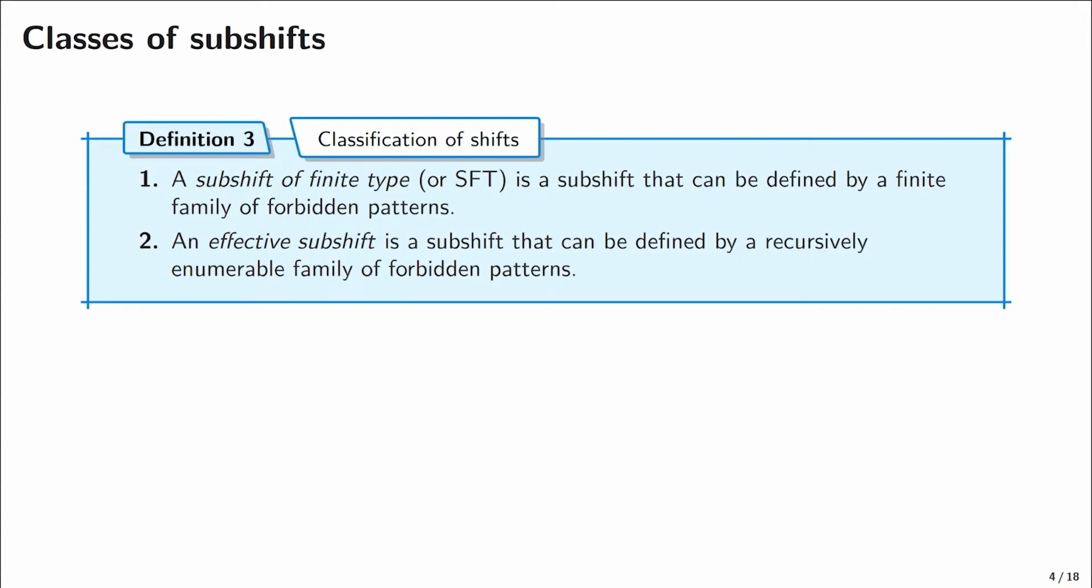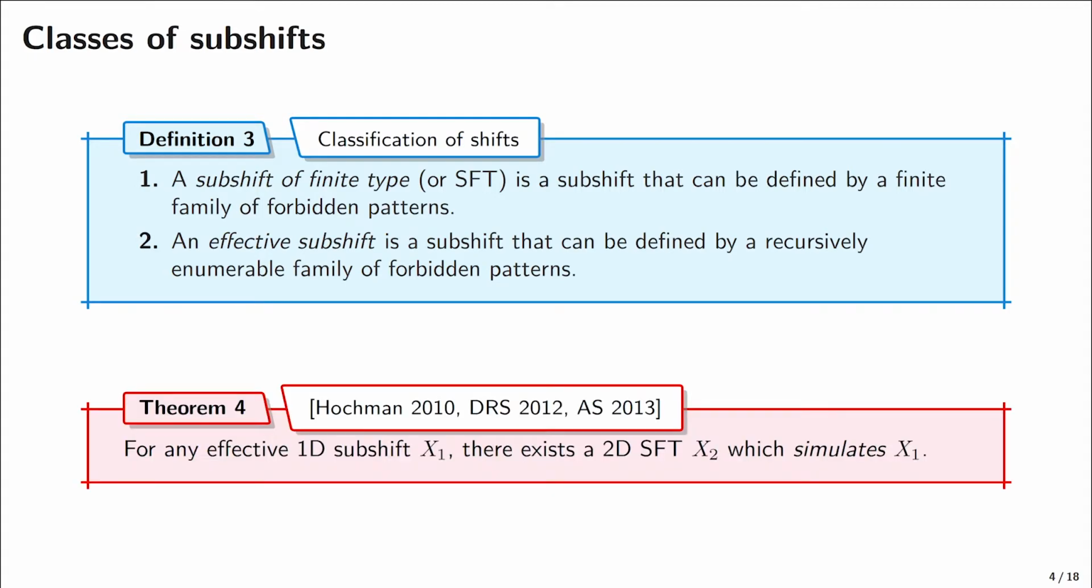Now, finally, to conclude on subshifts, I introduce a classification. We say that a subshift is of finite type if it can be defined by a finite family of forbidden patterns. For example, think about jigsaw puzzles. And we say that a subshift is effective if it can be defined by a recursively enumerable family of forbidden patterns. Of course, if you are of finite type, then you are effective. What is interesting is that the converse holds, in a sense.